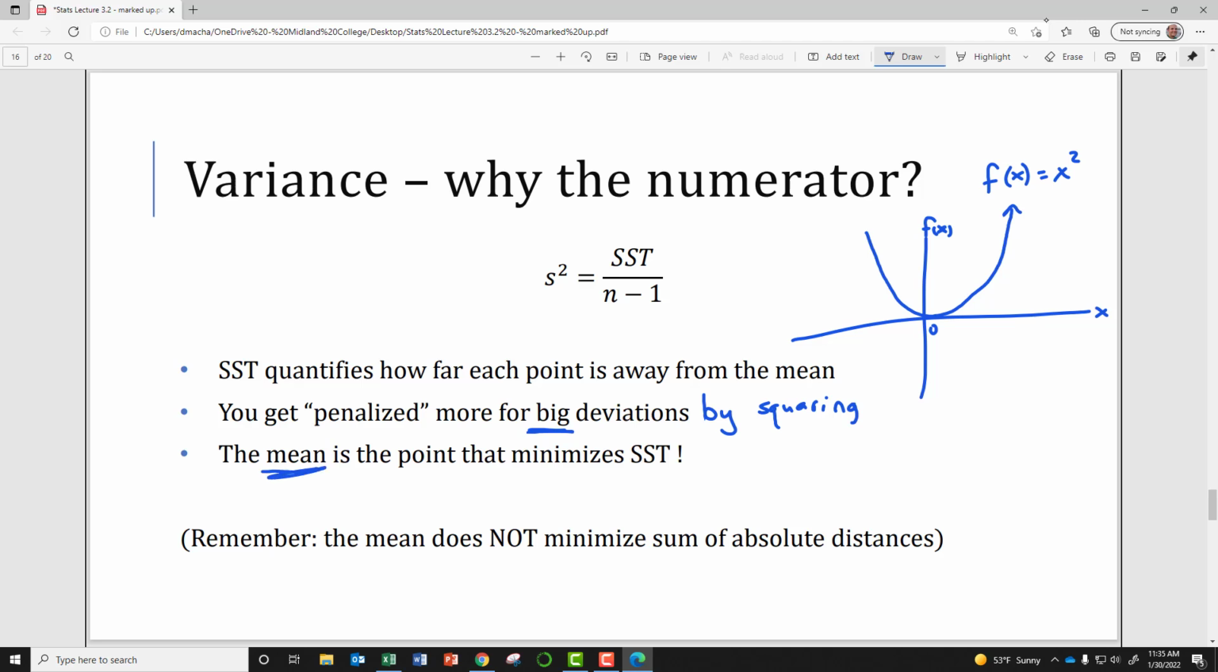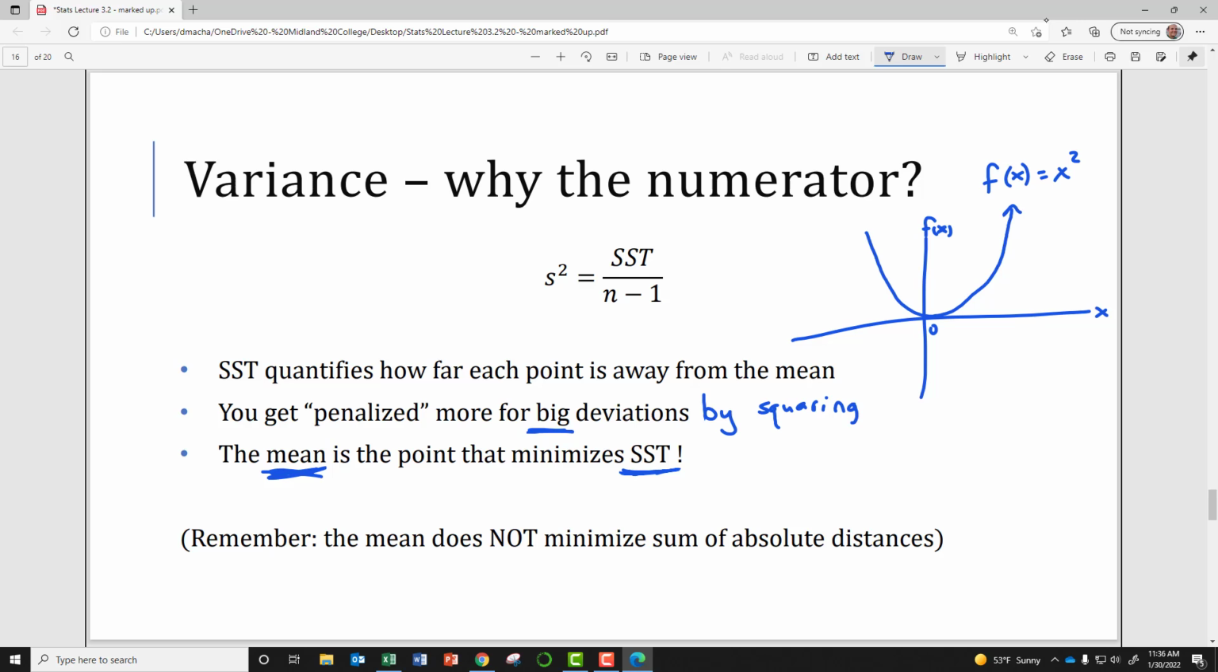And also, remember, the mean is the point that solves a particular optimization problem. The mean is the point that actually minimizes the sum of squared deviations. And the mean was important to us because it represents the expected value of a random process. In any case, this has a certain relationship to the mean. The variance and the mean are related. And since we care so much about the mean, it's natural that we should also care about this variance, or about this SST.